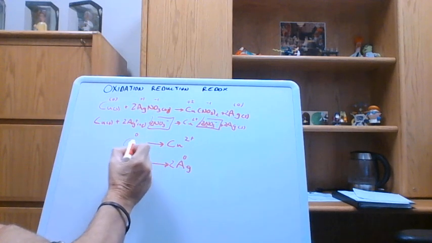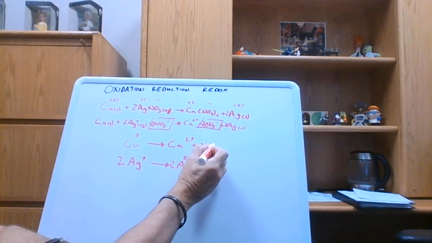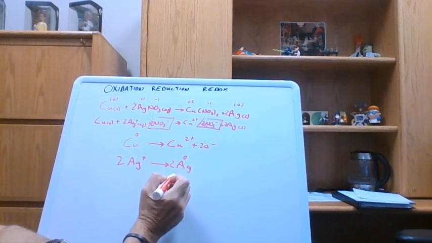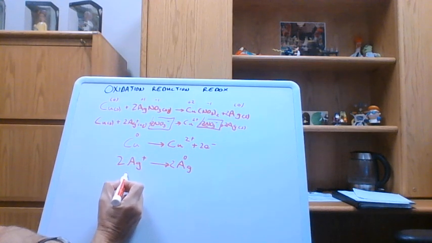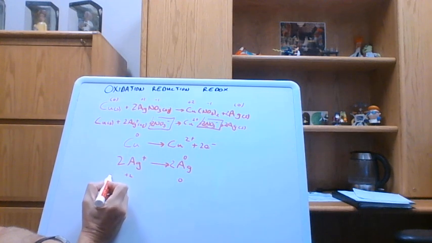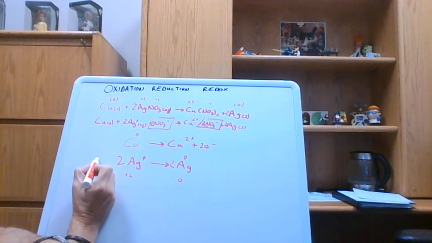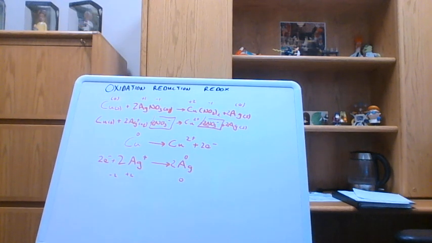So on this side of the arrow we have a 0 charge. Here we have a +2. So we're going to add 2 electrons to make this a 0 charge. Here we have 2 +1 charges, so +2 overall. Here we have 2 zeros, so 0. So we need to add a -2 to this side, so we're going to add 2 -1 charges, and we're going to add our 2 electrons.